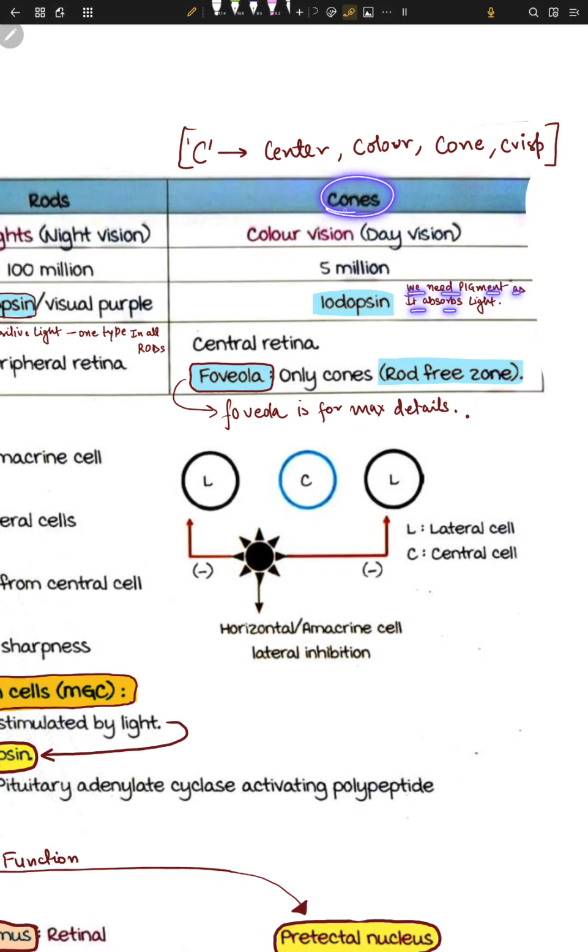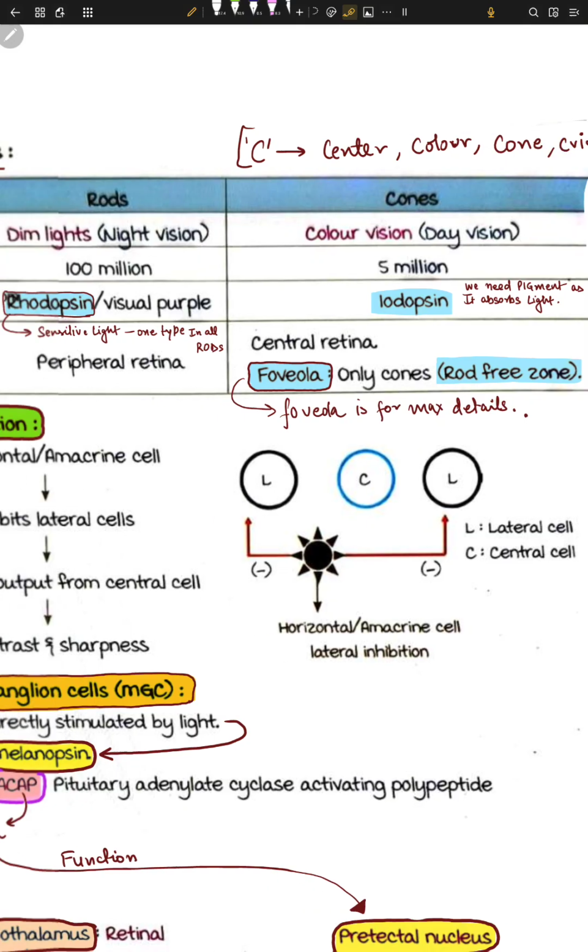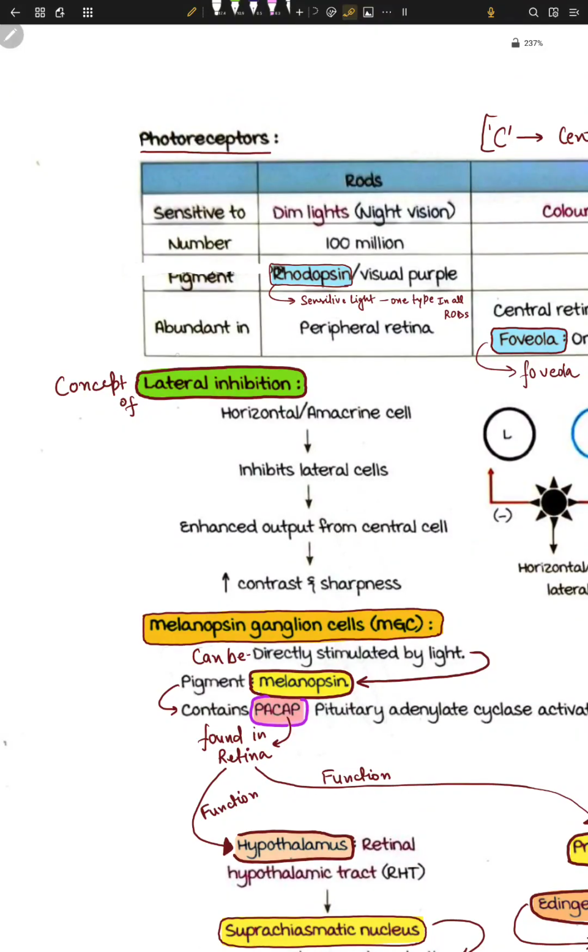Cool. Cones. C stands for center because it's present in the center. C stands for color because they give color. And C stands for cone because they are the shape of a cone and they are crisp, more detailed. Okay, what about rods? They are abundant in the peripheral retina, like this.